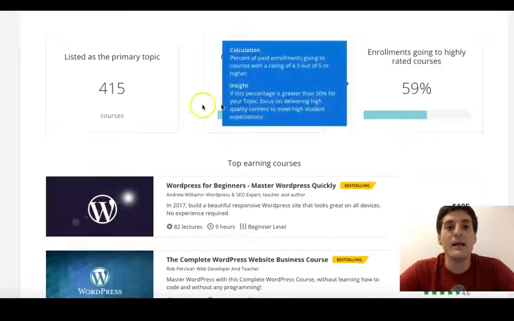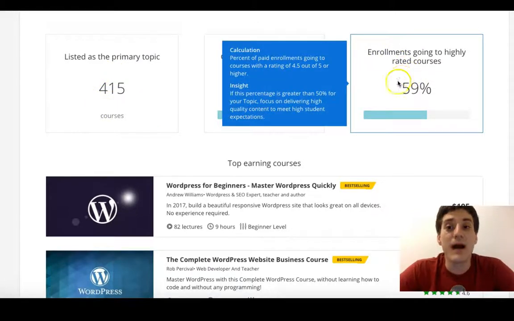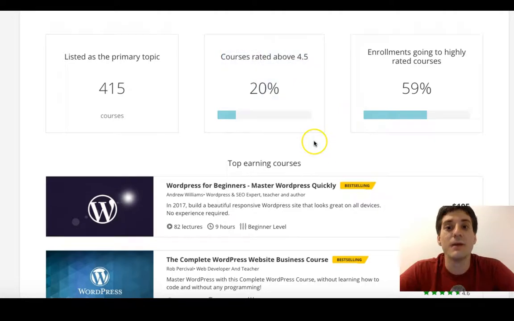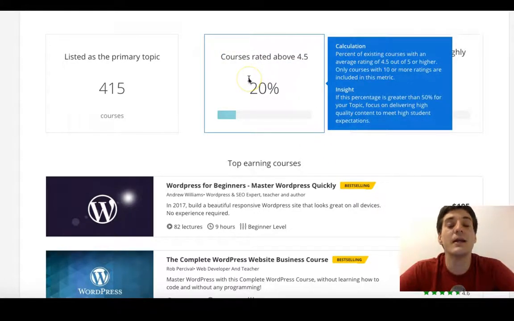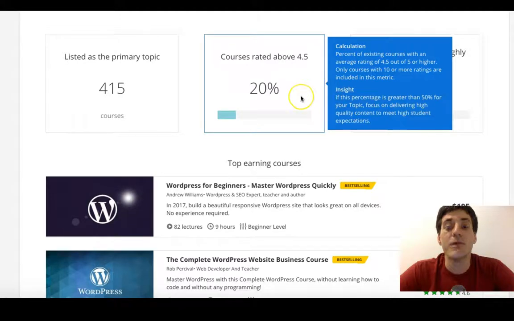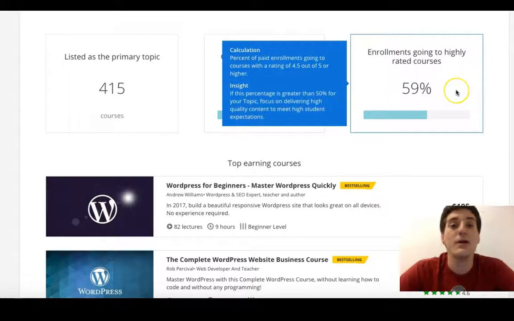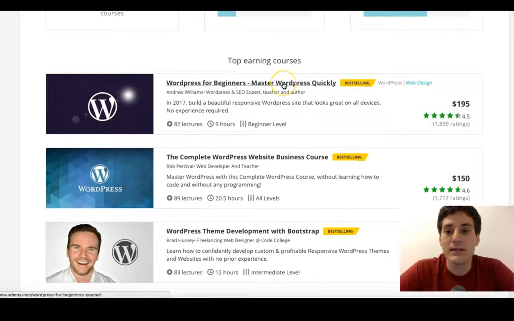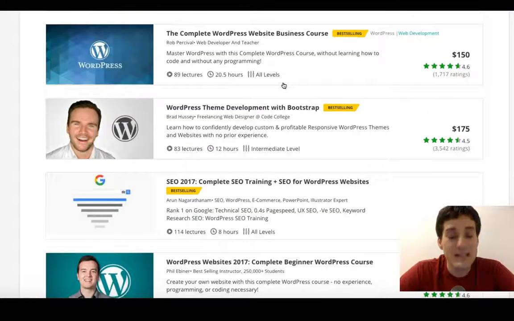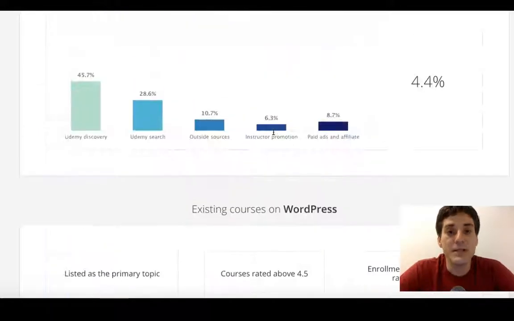Now, we can see the number of courses. There's a high number of courses. Those with high ratings are more likely to have enrollments. Those rated higher than 4.5 make up 20%, so 20% of 415 are rated above 4.5. If you can produce a course higher than 4.5, you are 60% likely to get an enrollment. You can take a look at some of these existing WordPress courses. You can see that this one has a lot of ratings, so you would need to consider this.